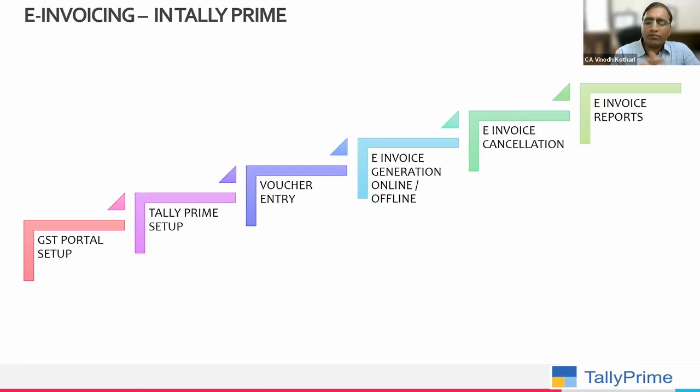After you do the setup, you pass your voucher entry and you will get an option to generate the e-invoice. Two options are there, either online or offline. Online means you press enter, and automatically your Tally will get connected to the GST portal and the e-invoice will be generated. Offline means you generate the JSON file and then upload it separately. In certain cases, like someone who was saying they are stone crushers, their internet connection is not available. So what they can do is use the offline method. Then we will see what the invoice cancellation options in Tally are, how it can be cancelled both offline and online, and then certain reports which are available in Tally.